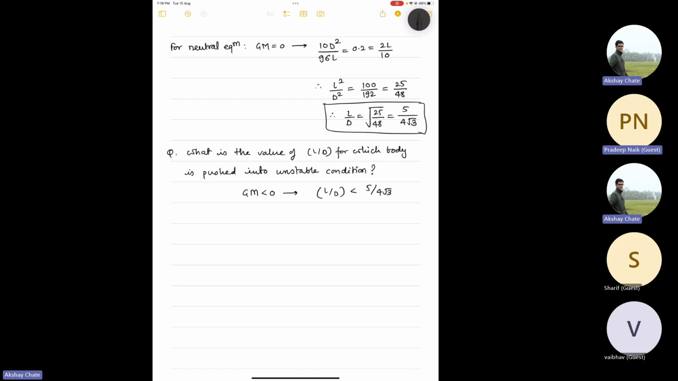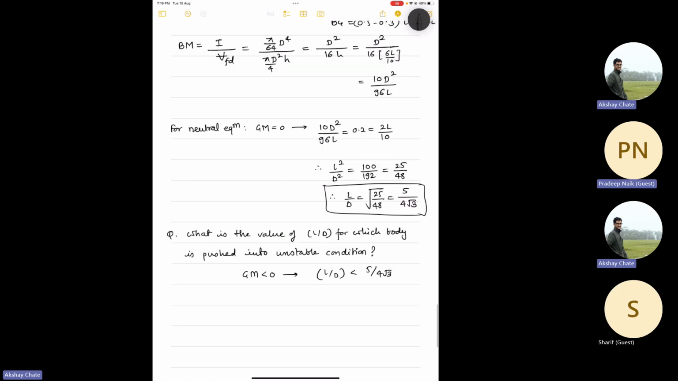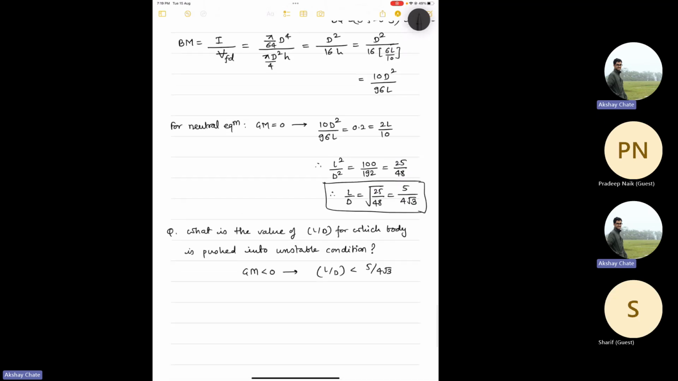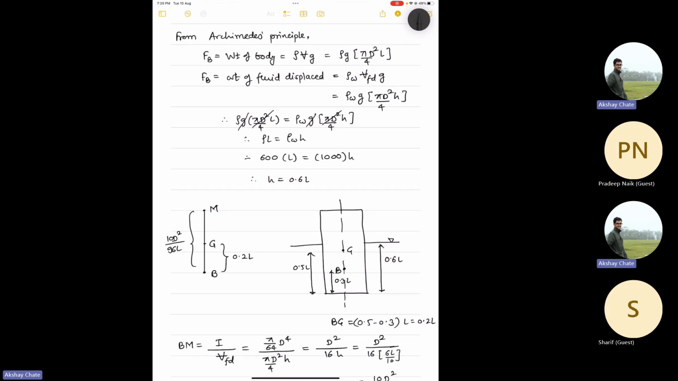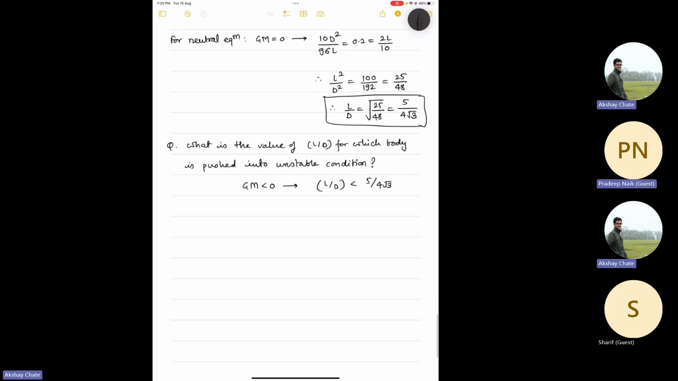Is it possible to solve this question in full? Pradeep, pardon? Can you solve this question in full, sir? This question. It is solved only, no? See, earlier I asked you the neutral equilibrium condition. Now I'm asking you the unstable equilibrium condition. So in unstable equilibrium, your metacenter will be below your G point, so your GM should be negative in our sign convention. And that will happen when your L by D, which is basically the aspect ratio, is lower than this 5 by 4 root 3.